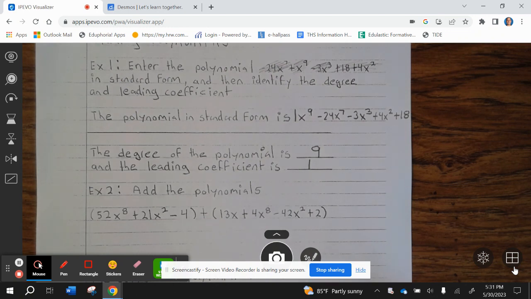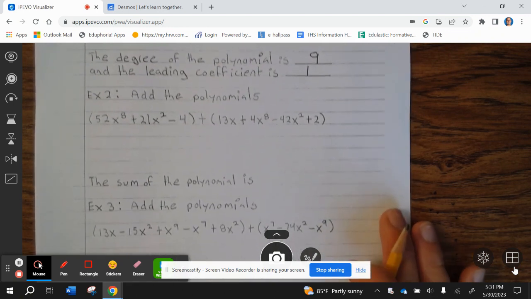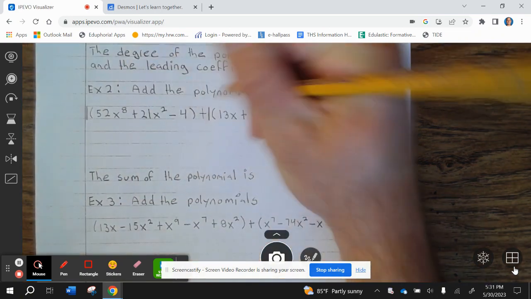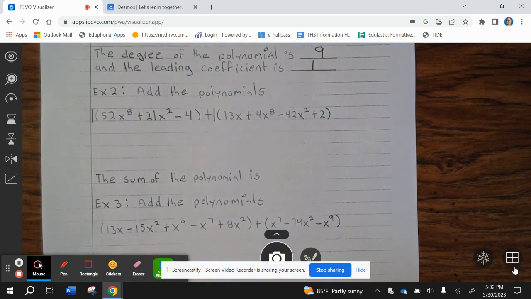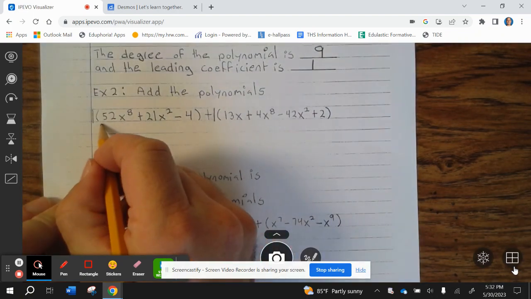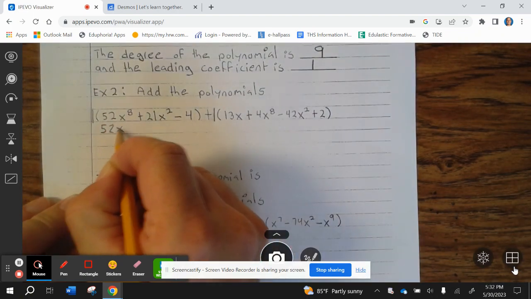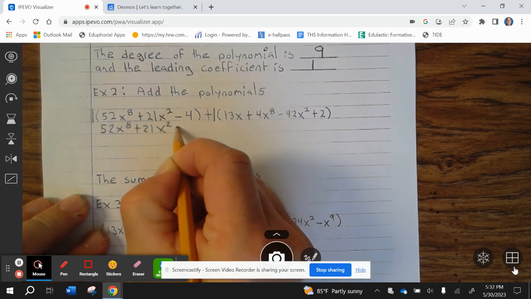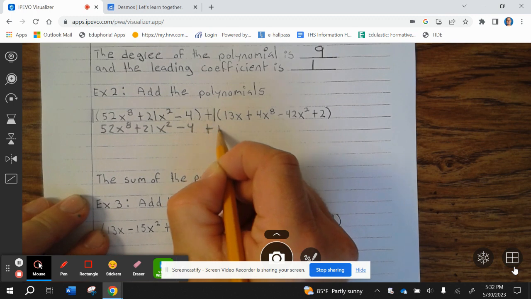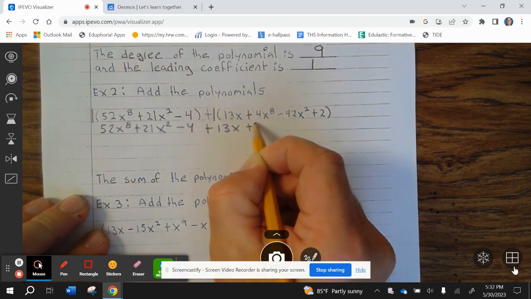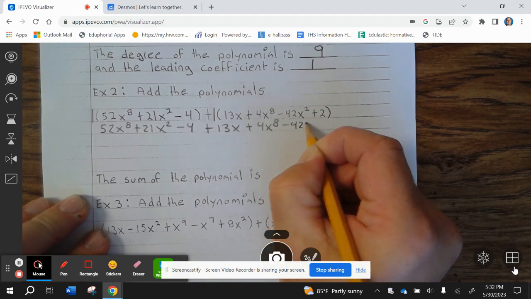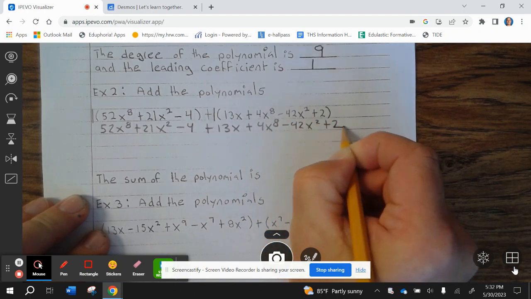Example 2. Add the polynomials. Now, if there's not a number in front of the parentheses, put a 1. If you multiply by 1, the parentheses go away. So that's just 52x to the 8th plus 21x squared minus 4 plus 13x plus 4x to the 8th minus 42x squared plus 2.